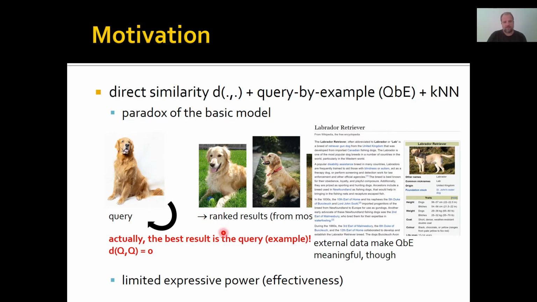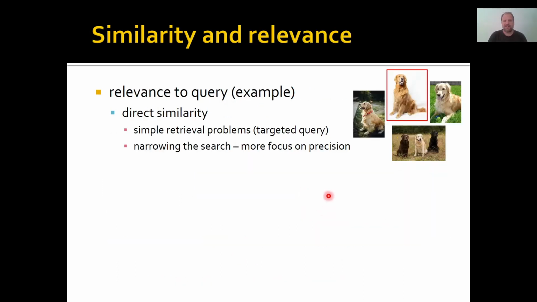Now, what to do with that? Of course, we would like to have some better and more rich capability of querying using examples. But we would like to extend the notion of relevance from simple or direct similarities to something more general and more useful for our applications, for our tasks. So the baseline we already have and we all know is the direct similarity. So this is the query and we get the results somehow ranked. This is what we already saw in the previous slide.